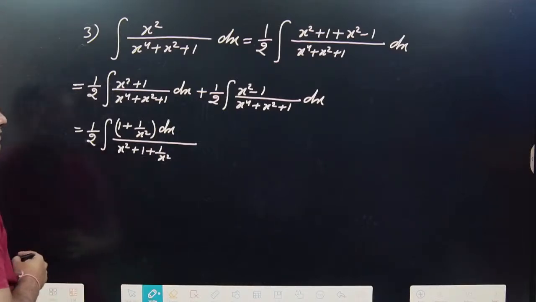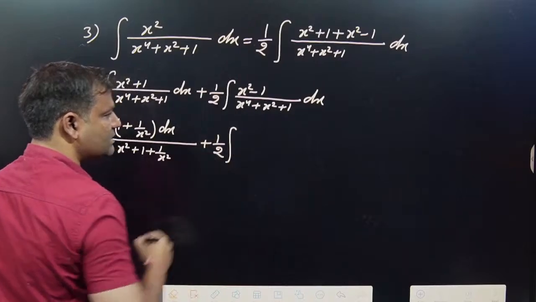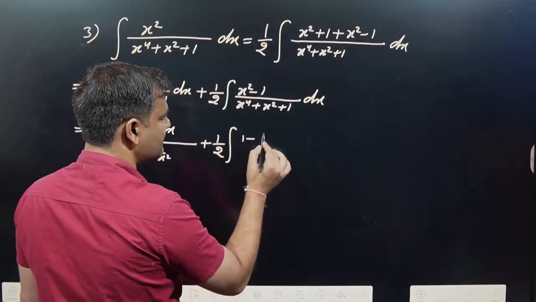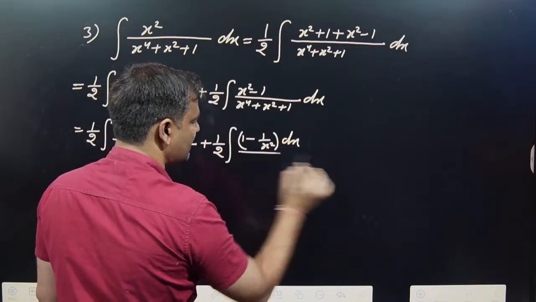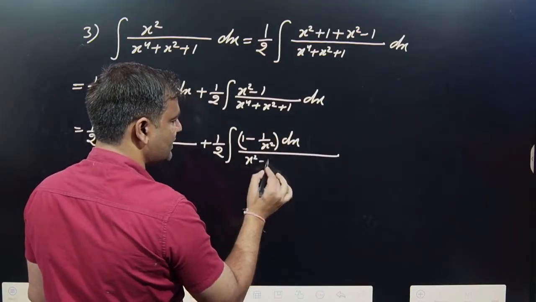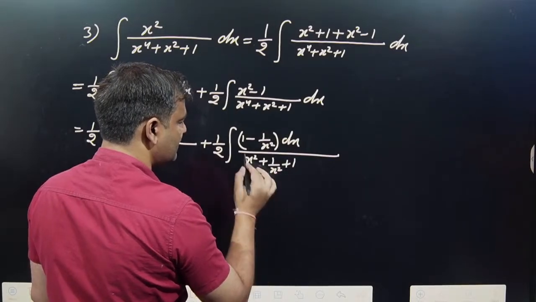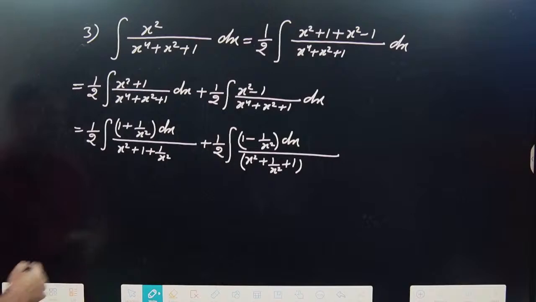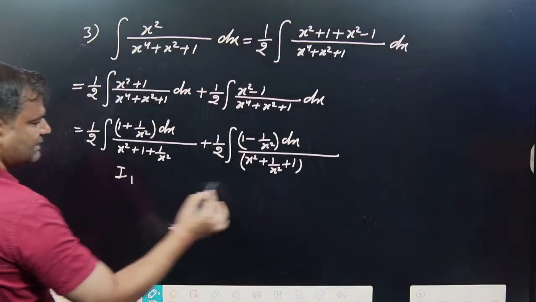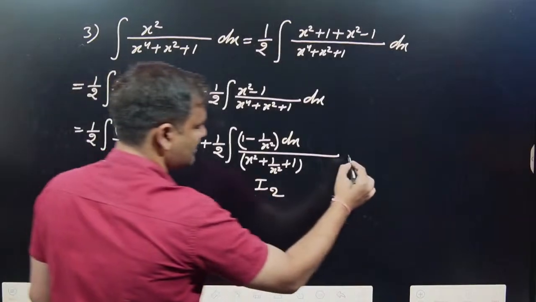Okay, now that one is written as 1 by 2 into integration of 1 minus 1 upon x square dx divided by how much? x square plus 1 upon x square plus 1. Okay. Now how can we solve? This one is taken as I1 and this one is taken as I2. Okay, this is equation number 1.